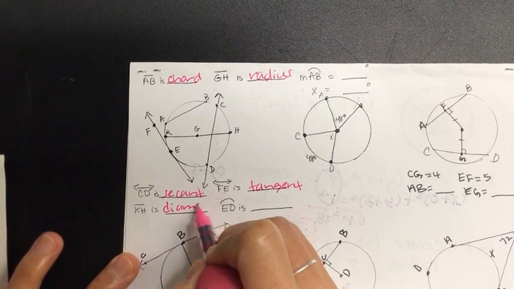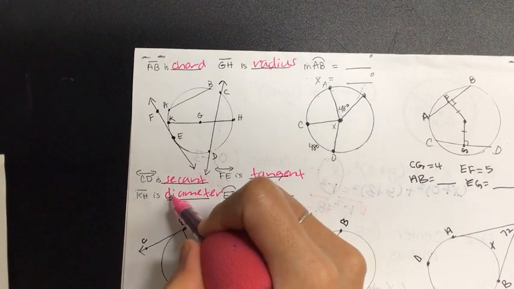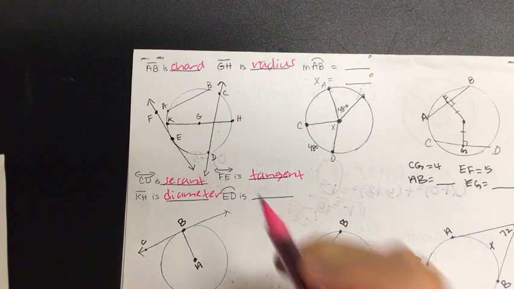Diameter. And we know this one has to be diameter because it's going through the what? The middle or the center. Perfect. And then we have the arc ED. What would that be? Minor arc.